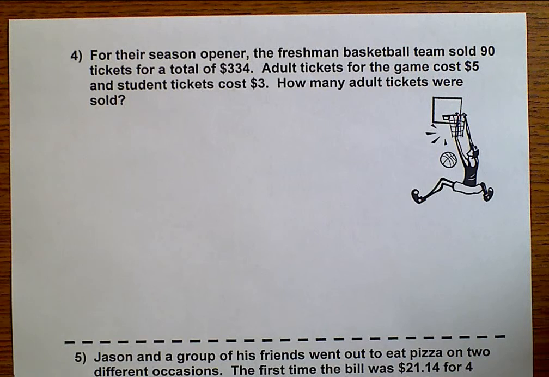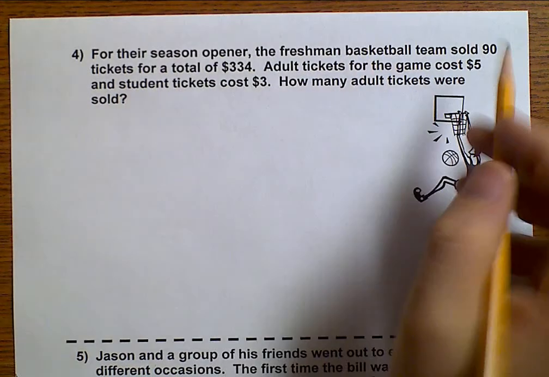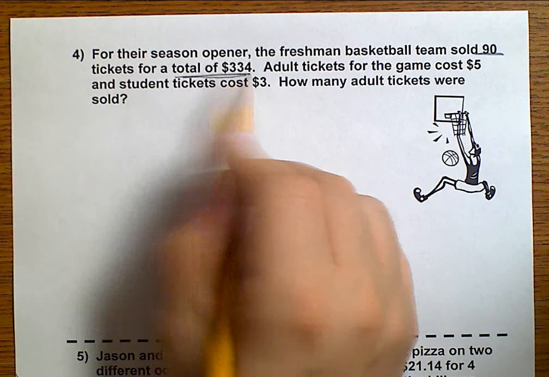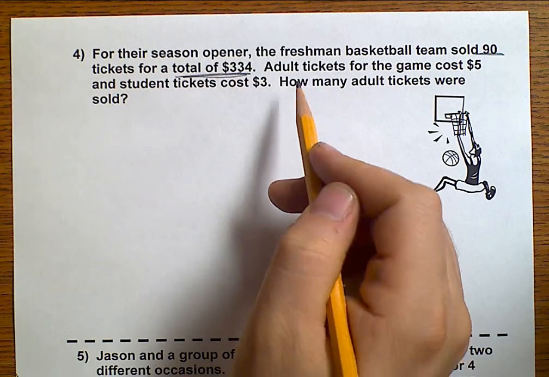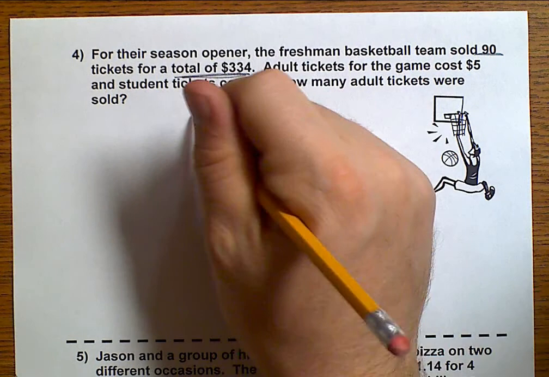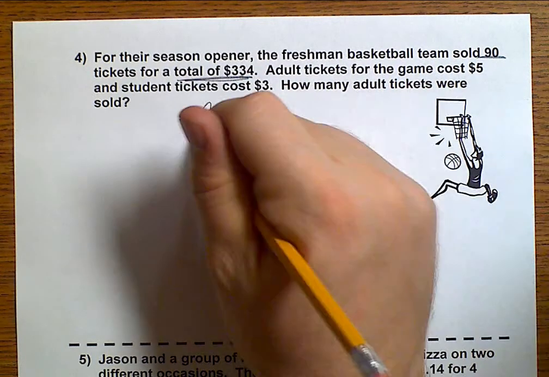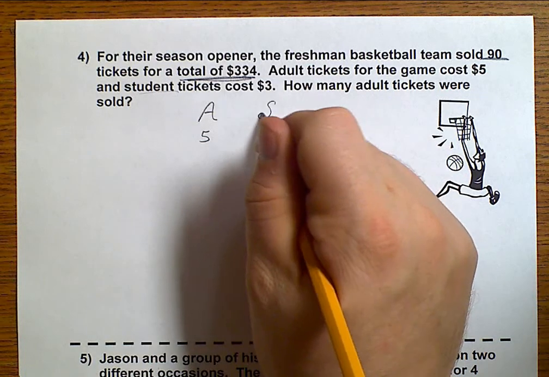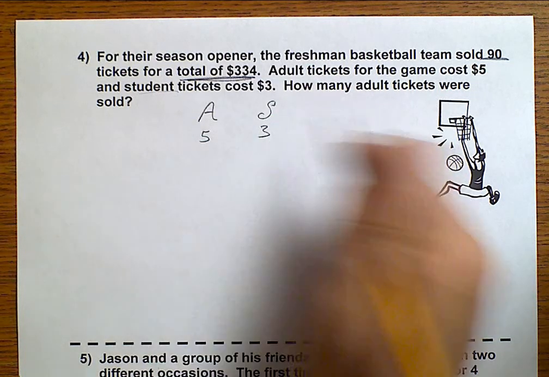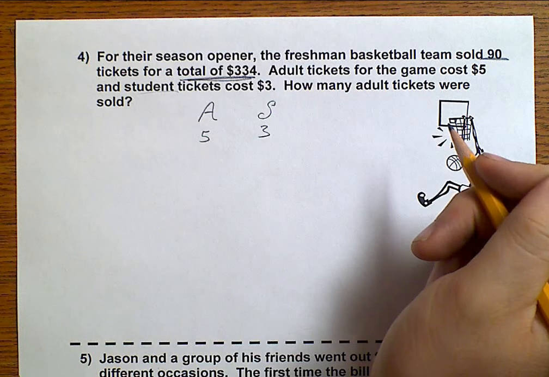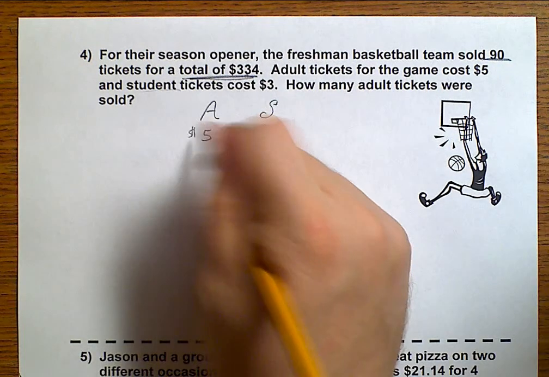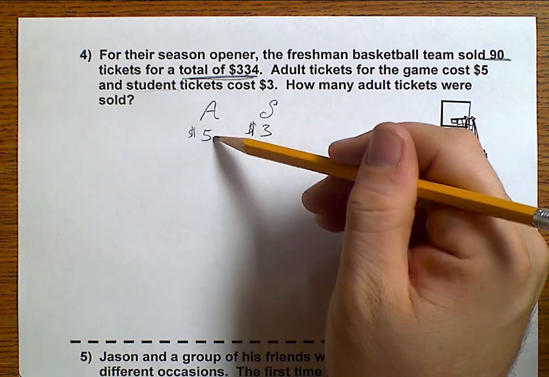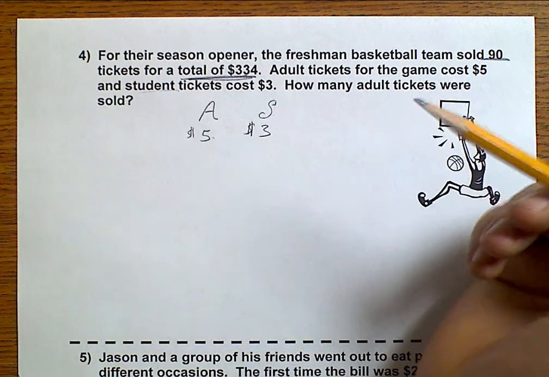For their season opening, the freshman basketball team sold 90 tickets for a total of $334. Adult tickets cost $5, and student tickets cost $3. Again, I want to make sure that your S's do not look like 5s. Well, now we need to come up with our two equations.